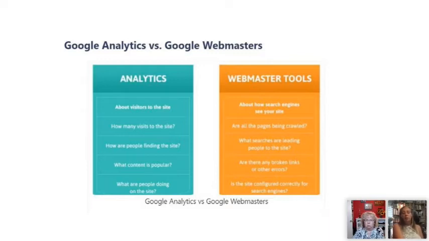In Analytics, it's what content is popular, and in Webmaster Tools, are there any broken links or other errors within your content and your content links? And then finally, in Analytics, it's what are people doing on your site, and within Webmaster Tools, it would be, is this site configured correctly for search engines in order to rank it correctly?